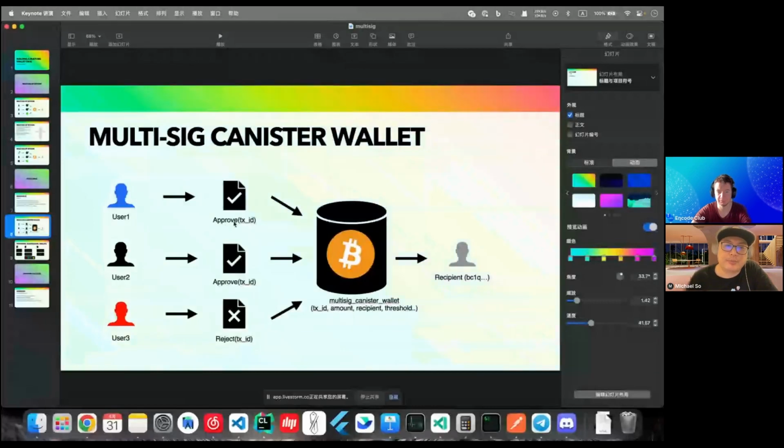So user 1 will approve the transaction ID. User 2 also approves the same transaction ID. User 3 might reject the transaction ID. And all the function calls will be managed at the threshold inside the multi-sig Canister wallet with a certain amount, with the recipient and with the transaction ID. The wallet will be managed by a single multi-sig Canister wallet canister. And this canister will use the threshold signing to broadcast the transaction.